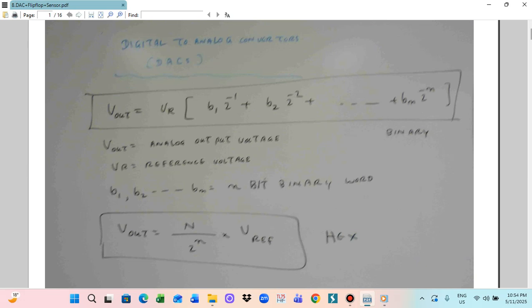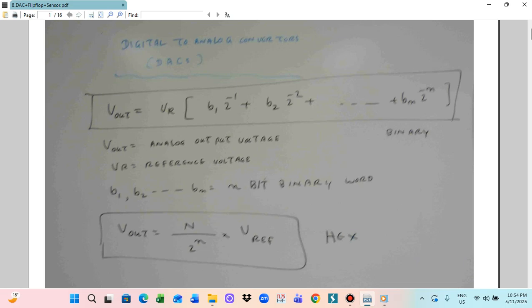VR is equal to VR multiplied by B1 2 power minus 1 plus B2 2 power minus 2 plus and so on, up to Bn 2 power minus n. So this is the equation for the digital to analog conversion. For digital to analog conversion, we use this equation.